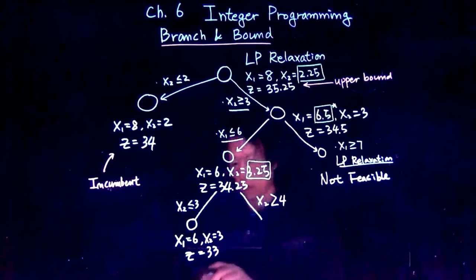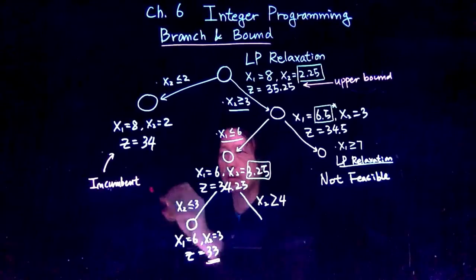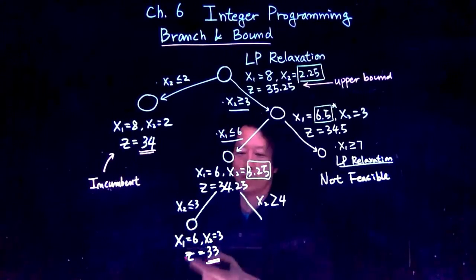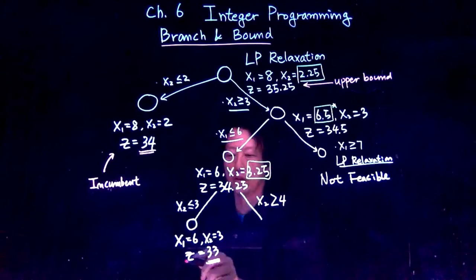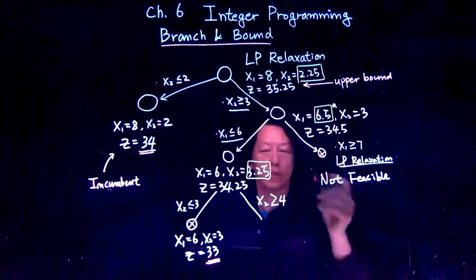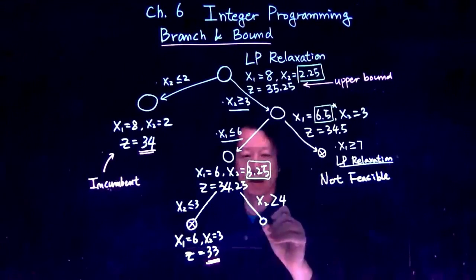Now we don't have to divide it again, and we discard this one because this 33 is smaller than 34, so we don't have to dig even more. So we terminate this node, and we terminate here because it's infeasible. And then we look at this case.